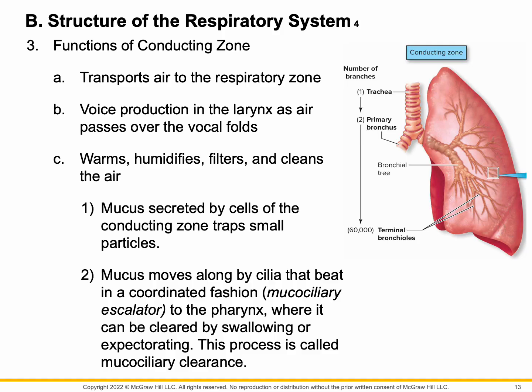And mucus is secreted by the cells of the conducting zone, and it traps small particles. Mucus moves along by cilia that beat in a coordinated fashion. This is the mucociliary escalator, and it goes to the pharynx where it can be cleared by swallowing or expectorating. The process is called mucociliary clearance.